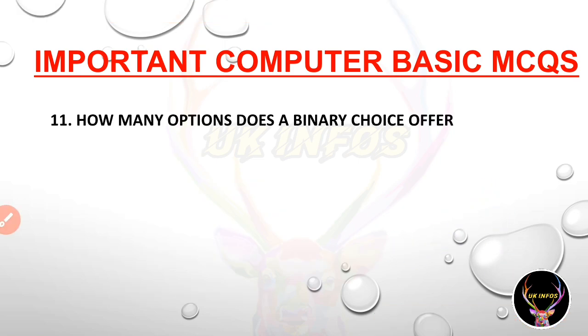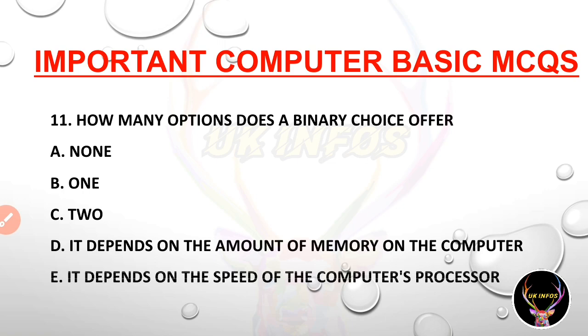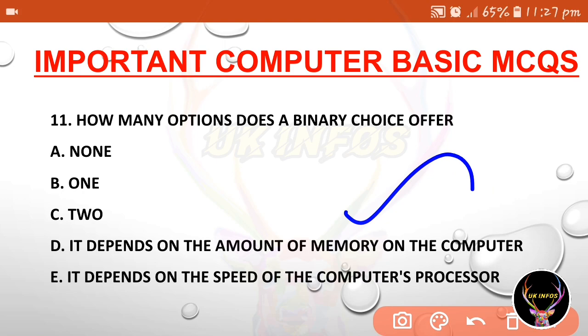Question number 11. How many options does a binary choice offer? None, 1, 2, it depends on the amount of memory on the computer, or it depends on the speed of the computer's processor. The answer is it depends on the amount of memory on the computer.